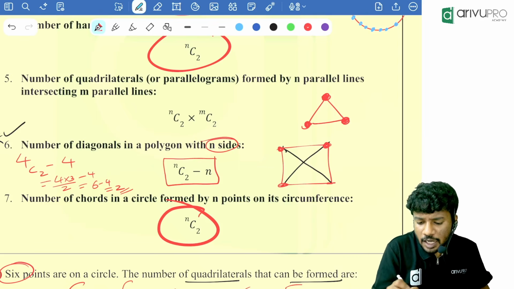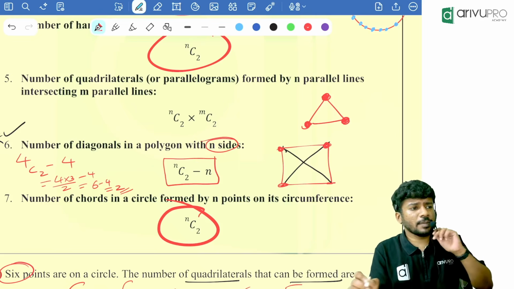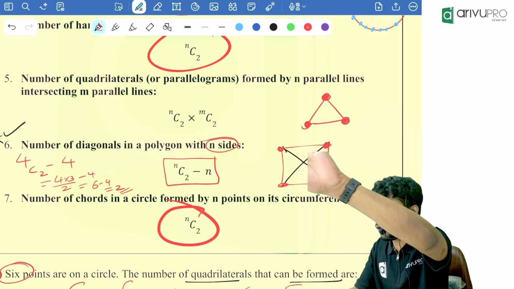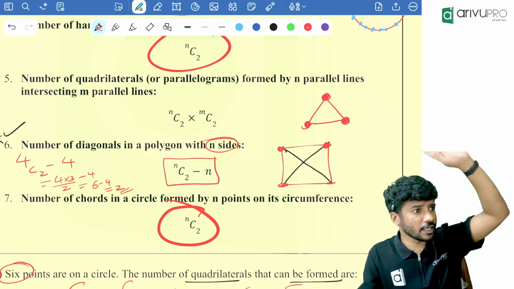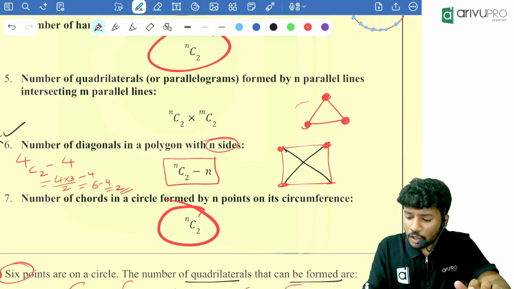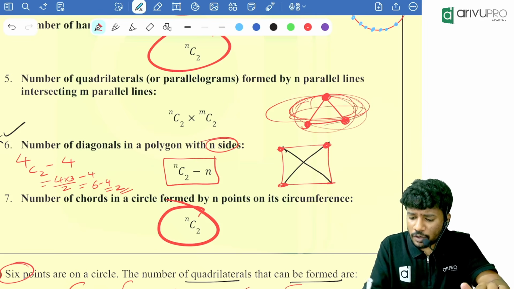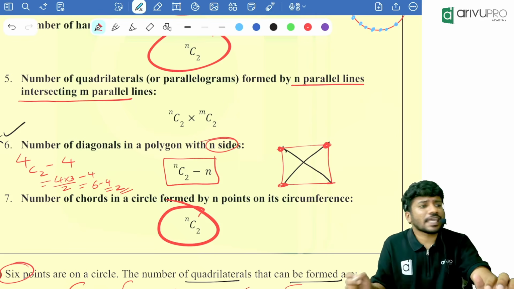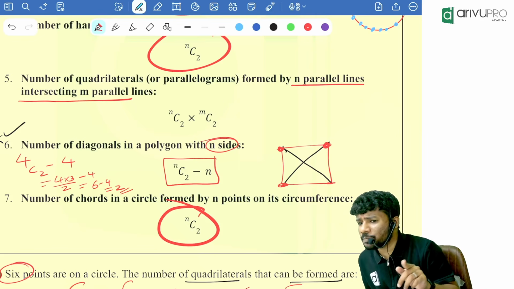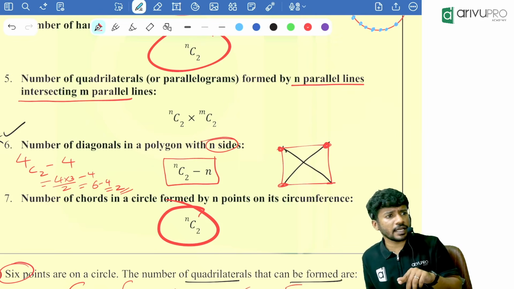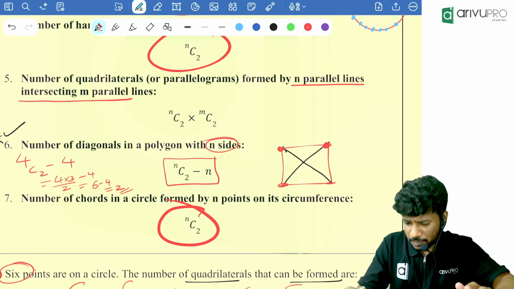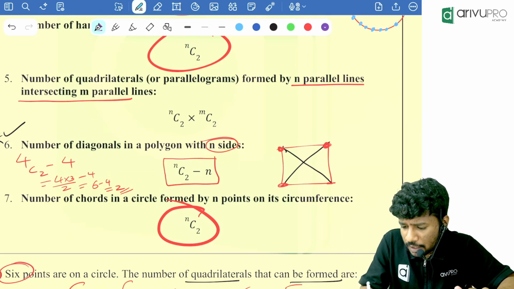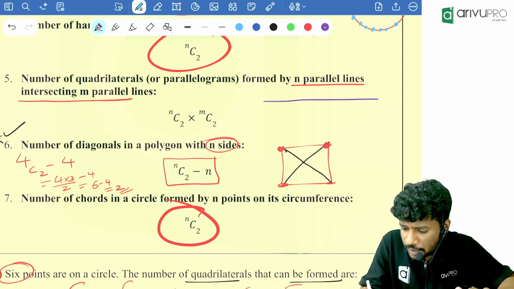Now, the number of quadrilaterals. What do you mean by quadrilaterals, people? 4-sided polygon. Correct? 4-sided polygons are called quadrilaterals. Quadrilaterals or parallelograms formed by n parallel lines intersecting m parallel lines. What do you mean by n parallel lines intersecting m parallel lines? There will be, for example, I'll take you. Okay. There are 2 parallel lines. This is 2 parallel lines.